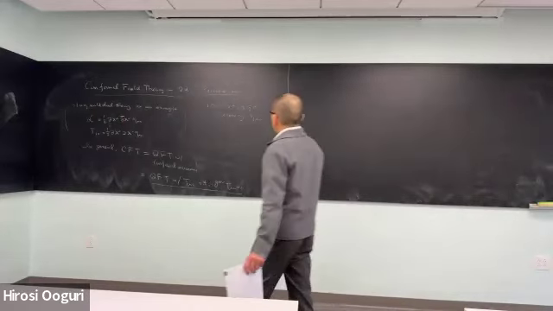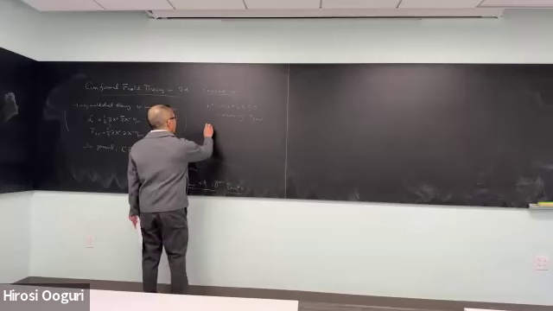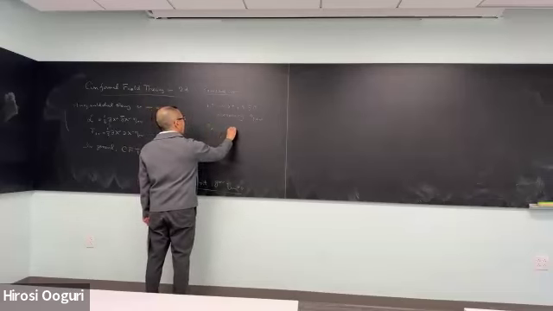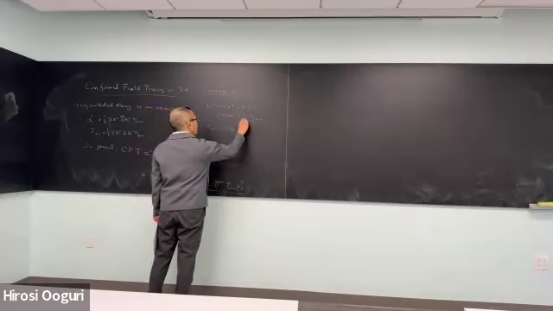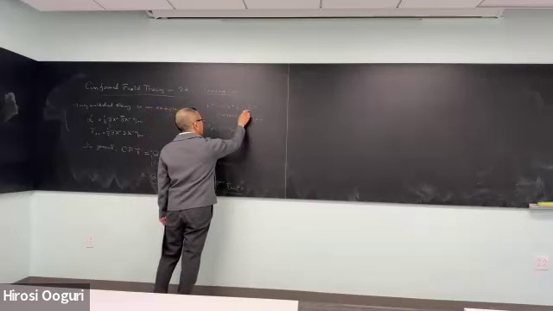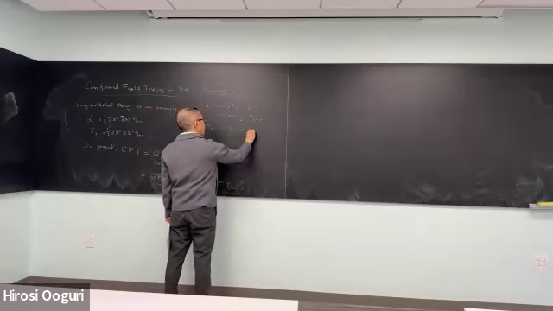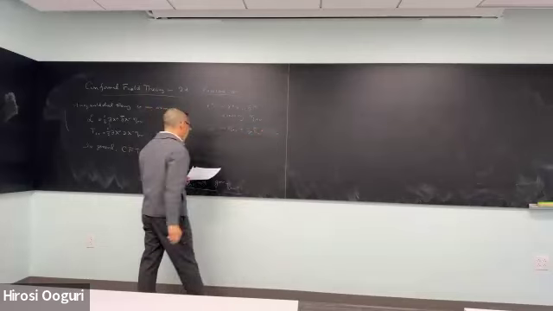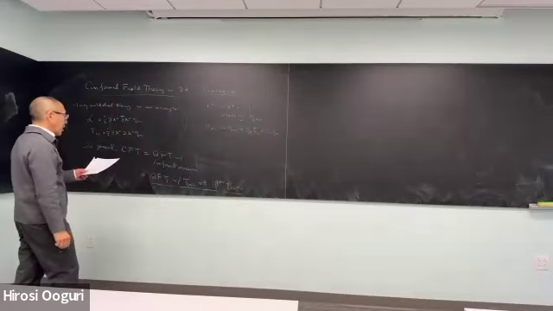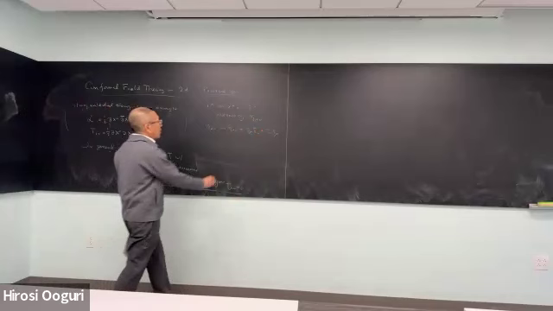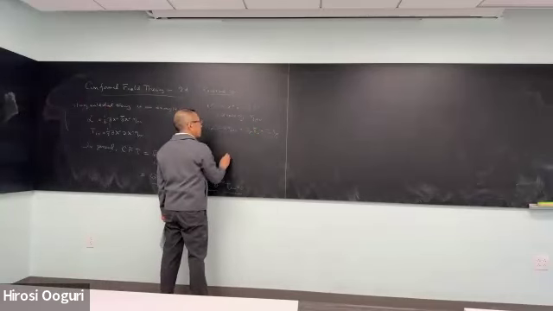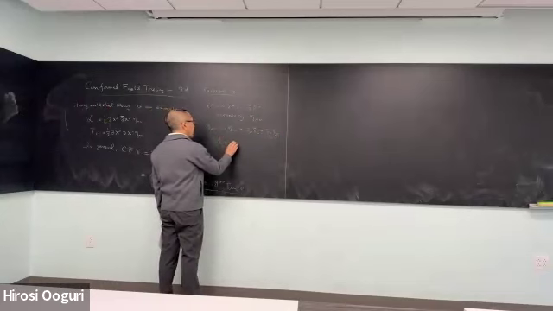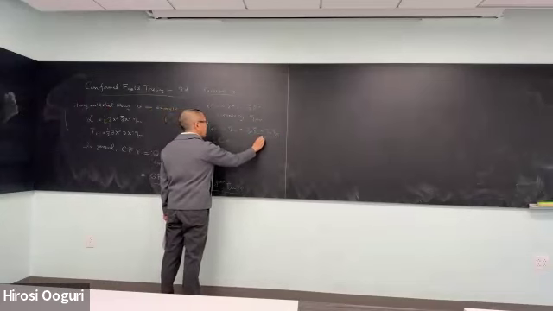And under coordinate transformation, the metric transforms as del mu epsilon nu plus del nu epsilon mu. Well, I guess epsilon should be included. So therefore, if this is equal to 0, then that means that this should be equal to 0.